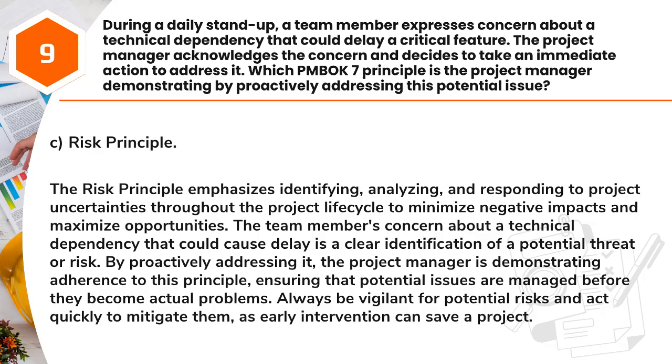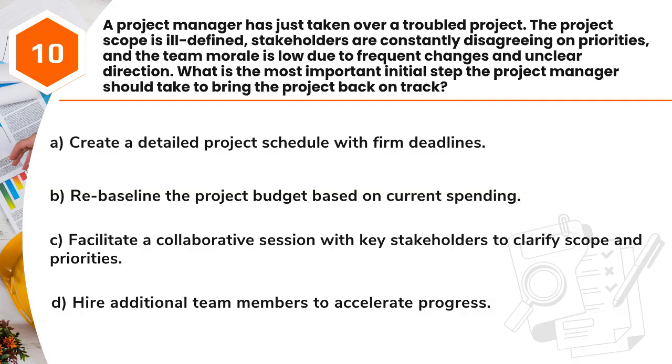Always be vigilant for potential risks and act quickly to mitigate them, as early intervention can save a project. Question 10. A project manager has just taken over a troubled project. The project scope is ill-defined, stakeholders are constantly disagreeing on priorities, and the team morale is low due to frequent changes and unclear direction. What is the most important initial step the project manager should take to bring the project back on track? A. Create a detailed project schedule with firm deadlines.